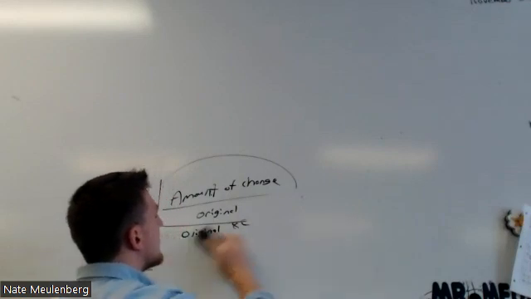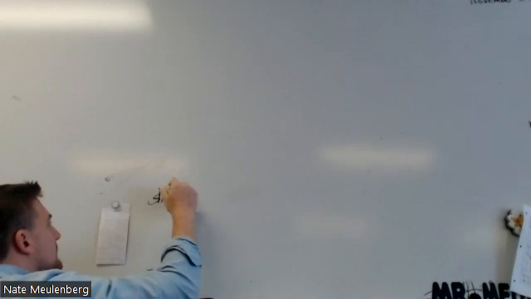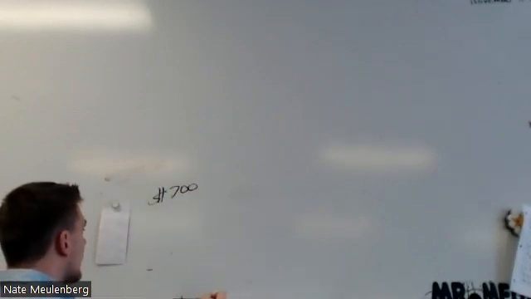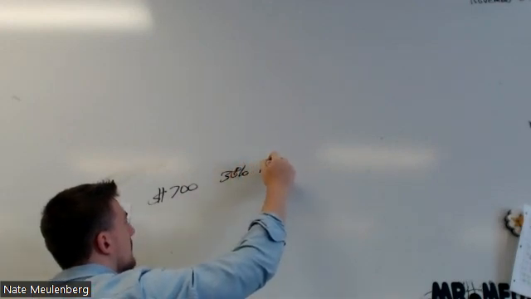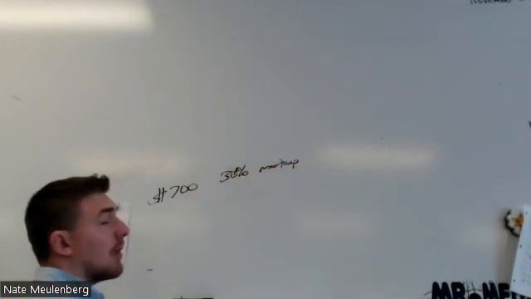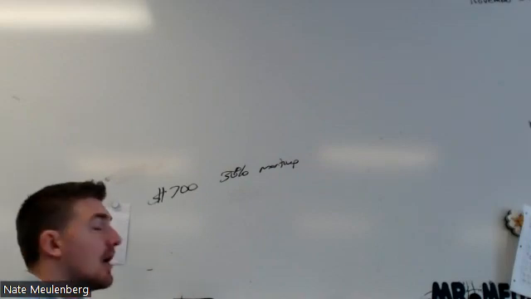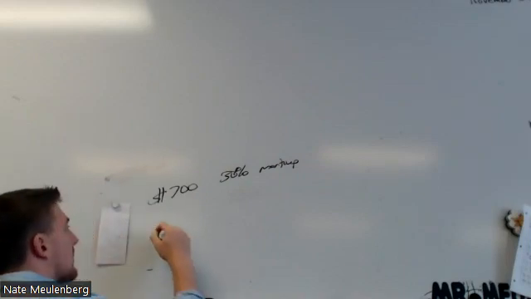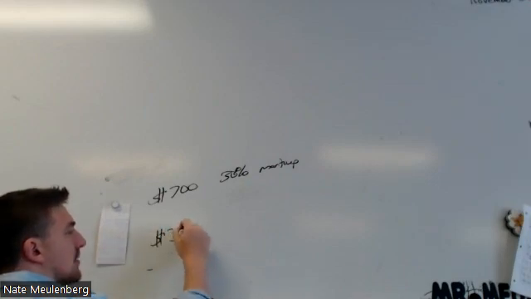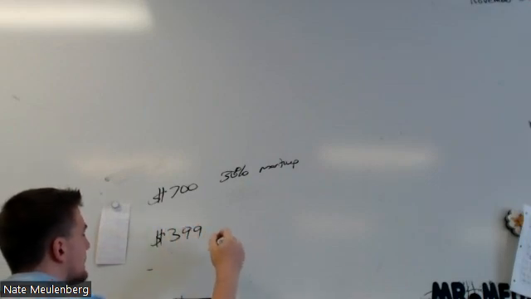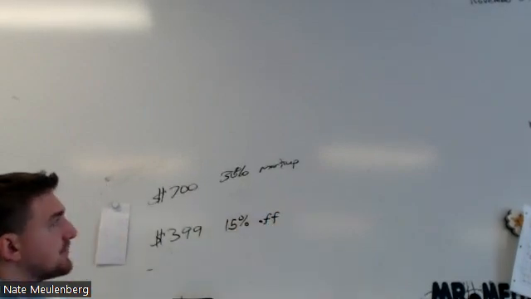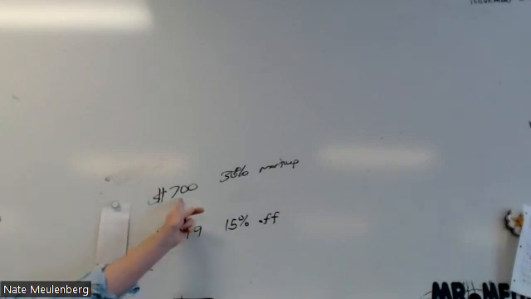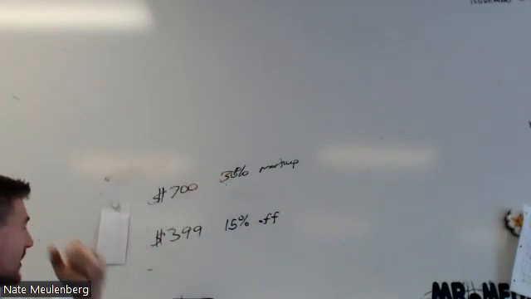Okay. And then on the test, you might see something like this. You have a $700 computer, and it has a 30% markup. What's the price? Remember, markup means you add to the price. And another example might be you have a $399 trampoline and it's 15% off. What's the sale price?